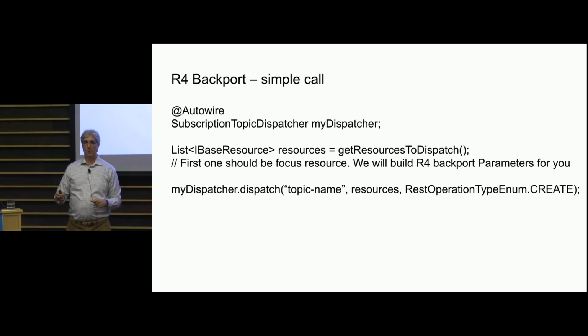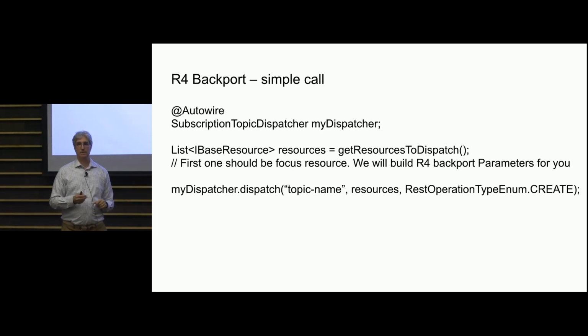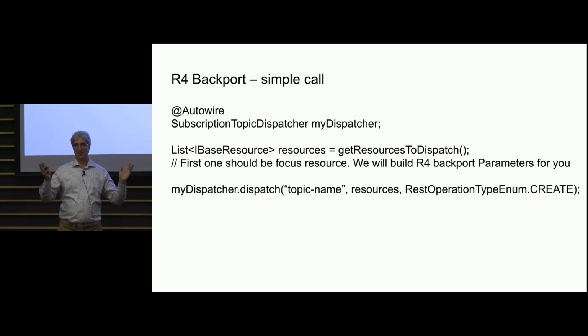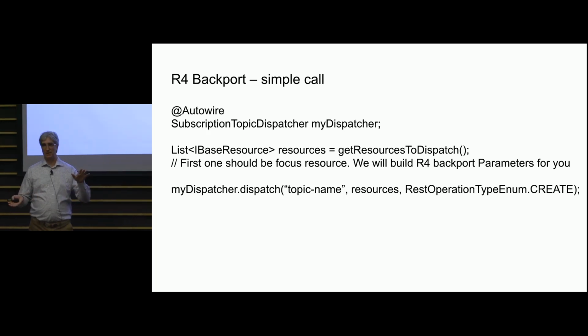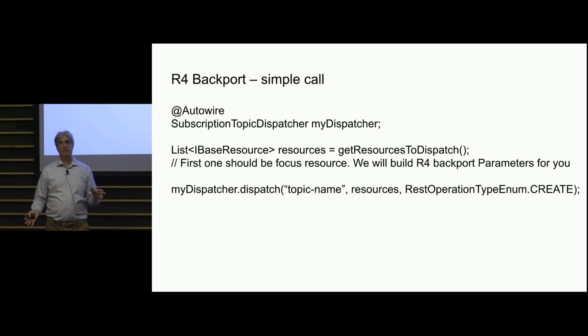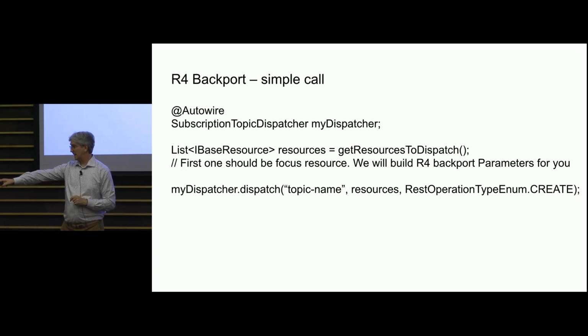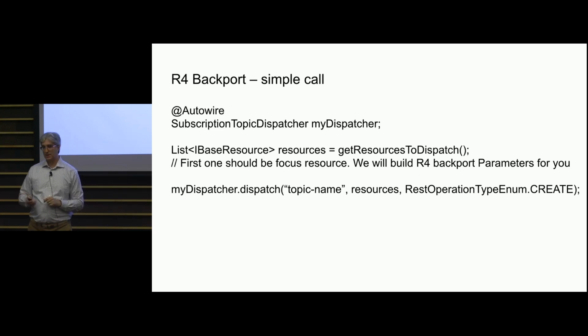For the R4 backport, there's no subscription status resource. It's represented as parameters, which is the universal catch-all for these sorts of things. We create that parameters resource for you, so you don't have to worry about that. The service does that. It just creates it from the resources and the REST operation type.